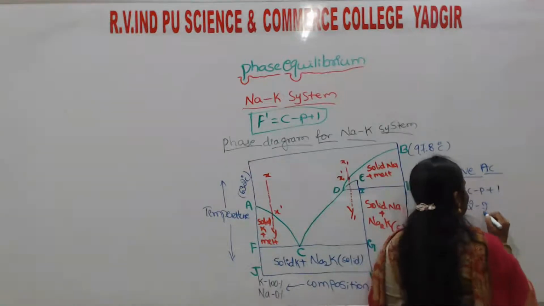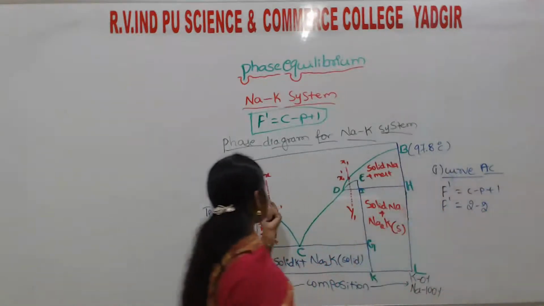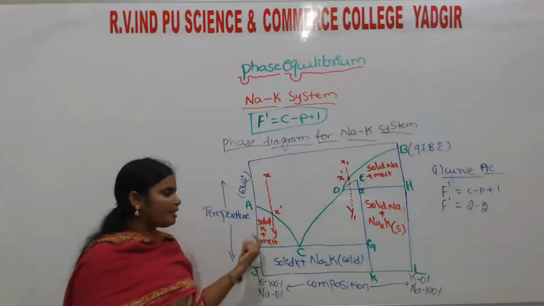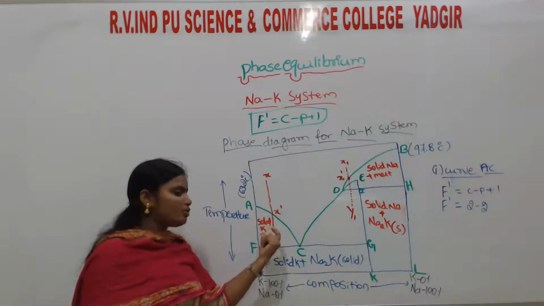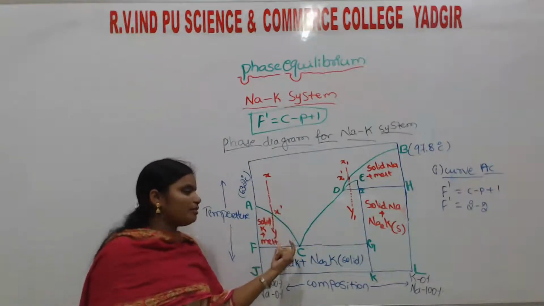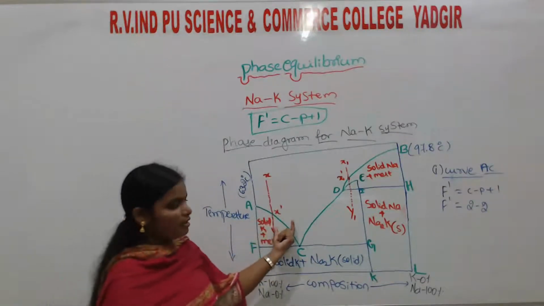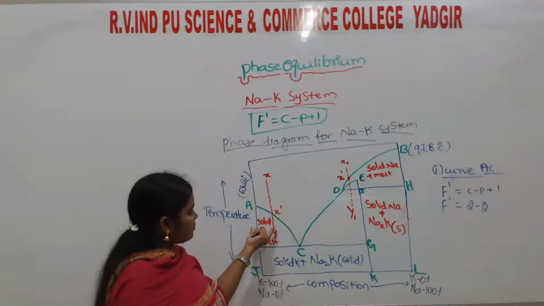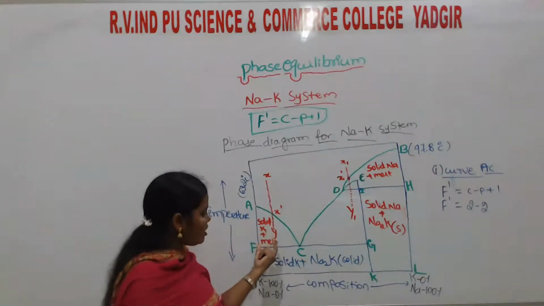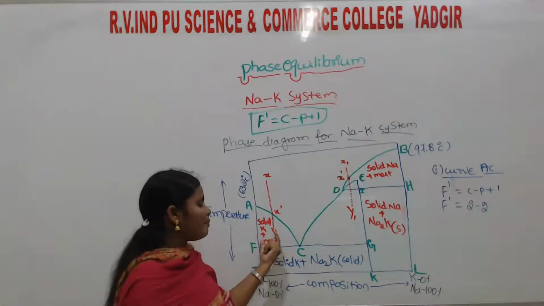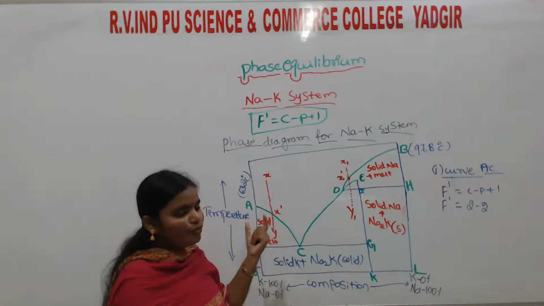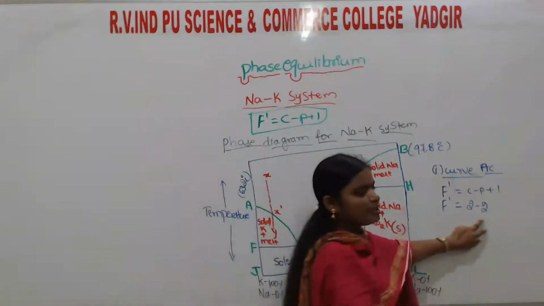Here there are two phases. Along this curve, the solid is separating out. Potassium separates out as you add sodium. The temperature gradually decreases when adding sodium, and it freezes. The potassium solid separates out, and the sodium-potassium melt is also present. There are two phases present here.